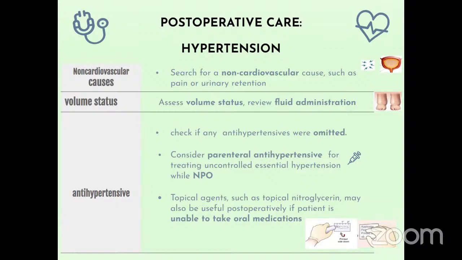And even if the patient is NPO, I can use parenteral antihypertensives. ACE inhibitor, beta blocker, calcium channel blocker, all of them are available in parenteral form. Also, we can use topical agents such as topical nitroglycerin, which may be useful post-operatively if the patient is unable to take oral medication. This is like ointment or cream applied topically on the patient's hand or trunk.